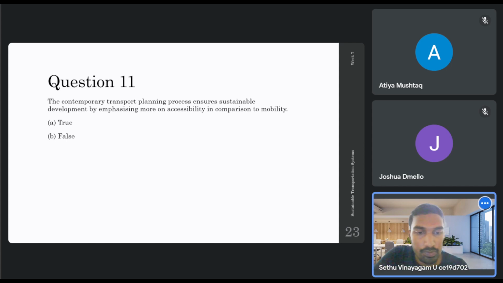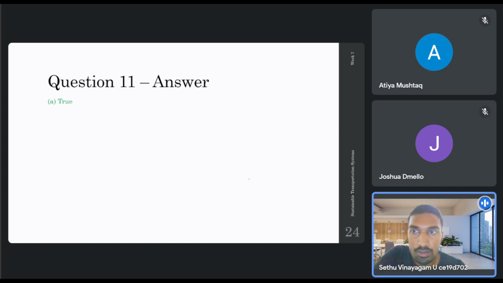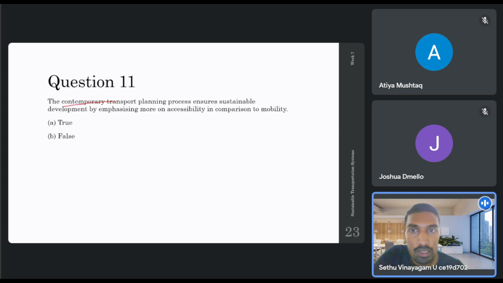All right. So the right option is option A, that the given statement is true. Right. So we are talking about the contemporary planning process, what we are doing presently to ensure a sustainable development. So we have these two aspects of accessibility and mobility, right?